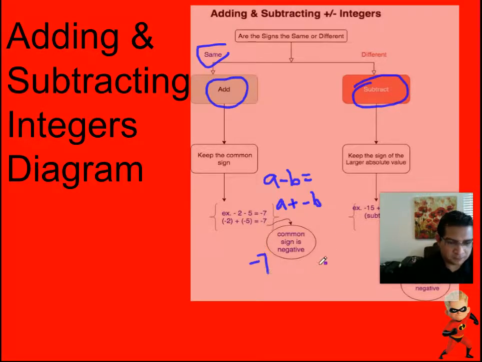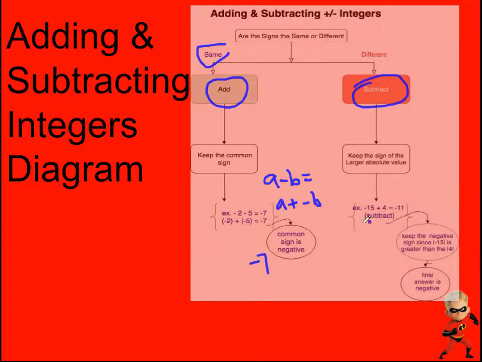On this side over here, I'm going to move my picture. For this side here, you have negative 15 plus 4. So notice that the signs are different. So you're going to keep the sign of the larger absolute value. So you're going to do subtraction. I think of this one as, if I know that they're different, I'm going to do 15 minus 4, and my answer will be 11.